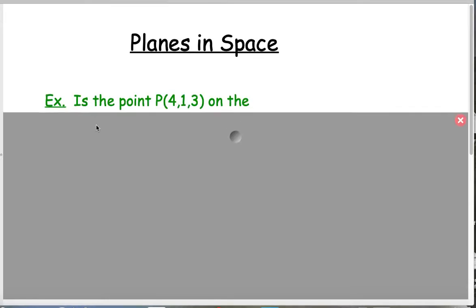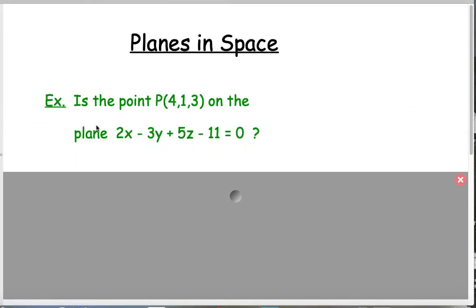So after understanding how to do equations of lines in space, let's talk about equations of planes in space. Is the point (4, 1, 3) on the plane 2x minus 3y plus 5z minus 11 equals 0?